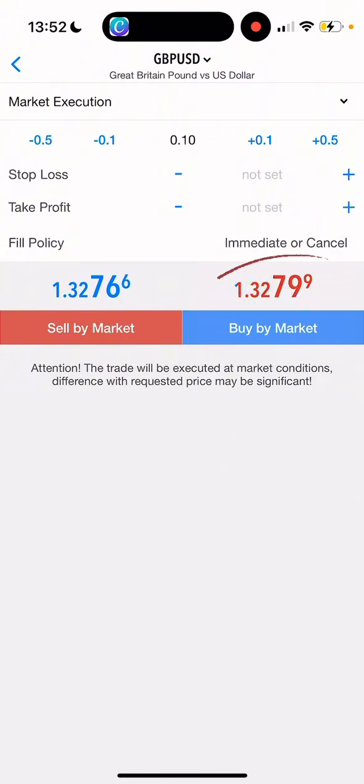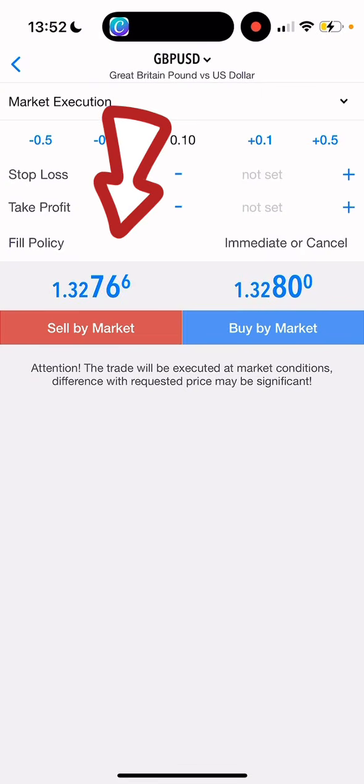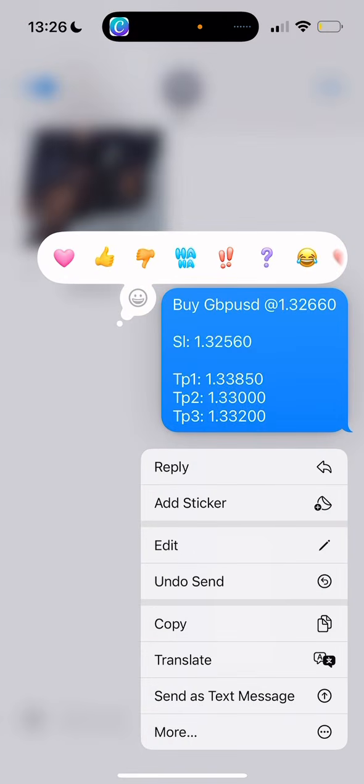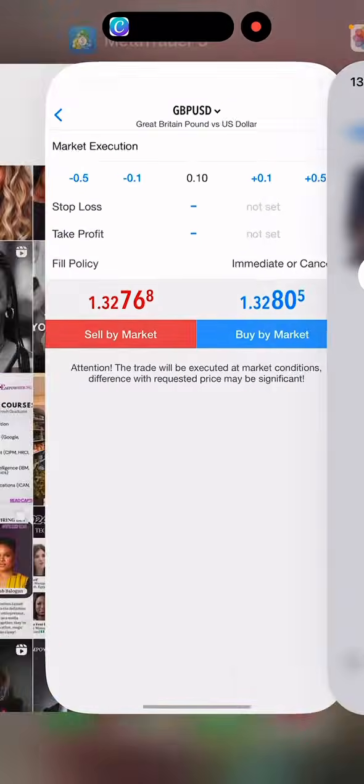So obviously, people who are selling will sell at a lower price. People who are buying will buy at a higher price. This is the current market price for the sell. This is the current market price for the buys. Now, what is it showing? 1.3276 is the current market price for buy. 1.32660. So obviously, this price.